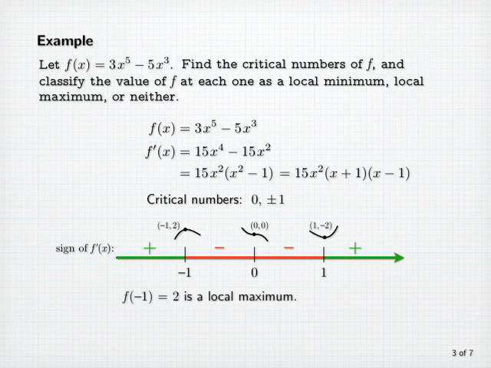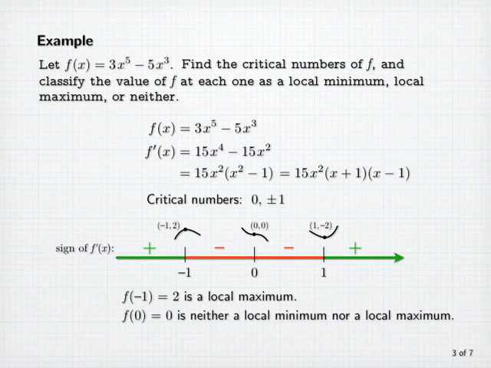So, summing up, the value of f at minus 1, which is 2, is a local maximum. 0, which is the value of f at 0, is neither a local minimum nor a local maximum. The value of f at 1, which is minus 2, is a local minimum.